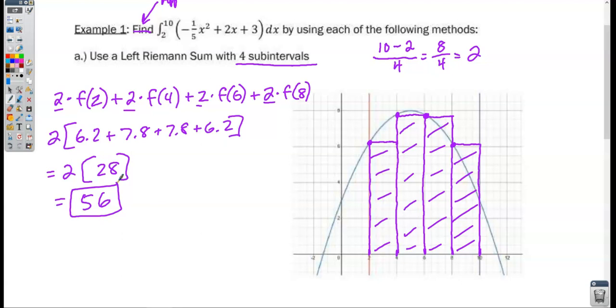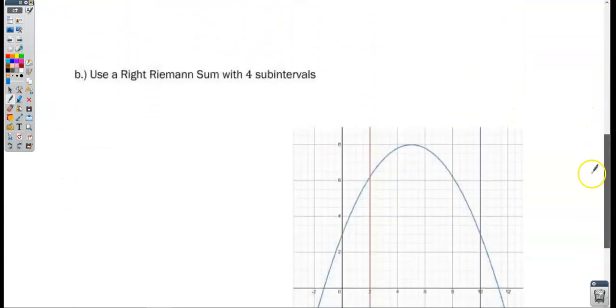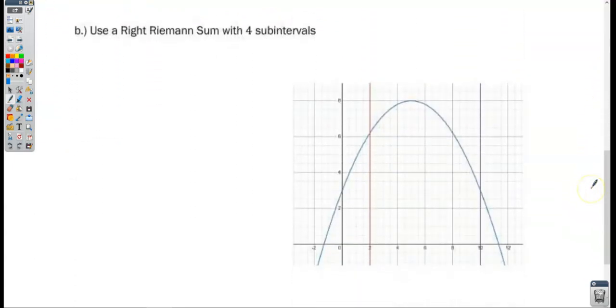All right, let's go ahead and do the same thing, a right Riemann sum with 4 subintervals. Again, we're going from 2 to 10, 4 subintervals. So each one of those subintervals is going to be 2 units wide. It's going to divide the area under this curve into 4 regions. Only now, with a right Riemann sum, we're going to use the value of the function at the right endpoint of the interval to determine its height.